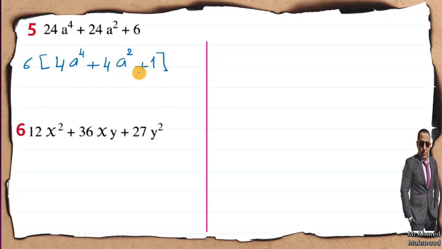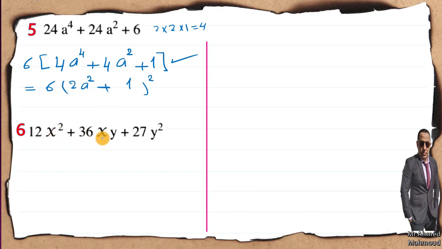Okay, here 4 is a square, its root is 2, 1 is a square, its root is 1, and check: 2 times 2 times 1 equals 4. So this is a perfect square. So I'm going to write 6 and open a bracket, all to the power of 2, drop the middle sign, take the square root of the first, 2a to the power, divide the power by 2, so it will be a to the power of 2, square root of 1 equals 1.